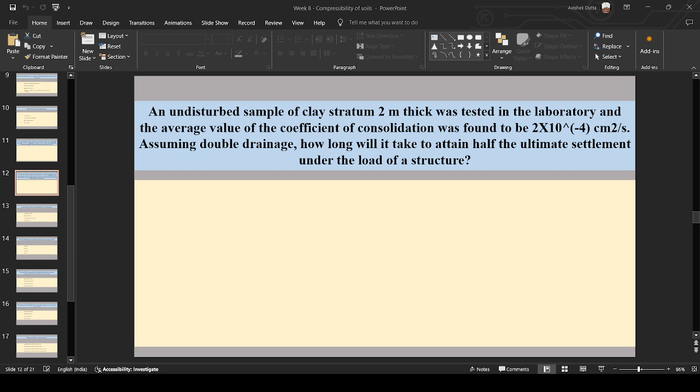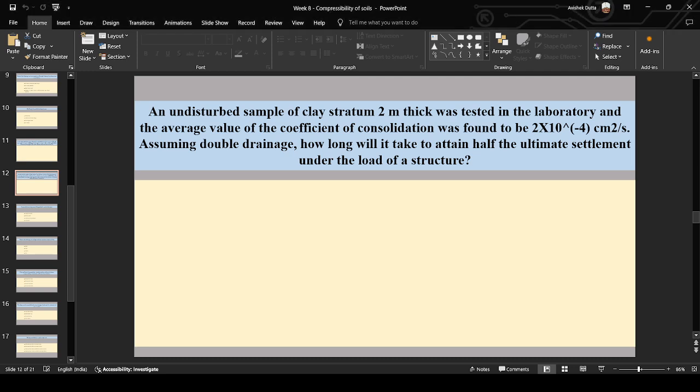An undisturbed sample of clay stratum 2 meter thick was tested in the laboratory and the average value of the coefficient of consolidation was found to be 2 into 10 to the power minus 4 centimeter square per second. Mind it, this is the coefficient of consolidation. Assuming double drainage, how long will it take to attain half the ultimate settlement under the load of a structure?